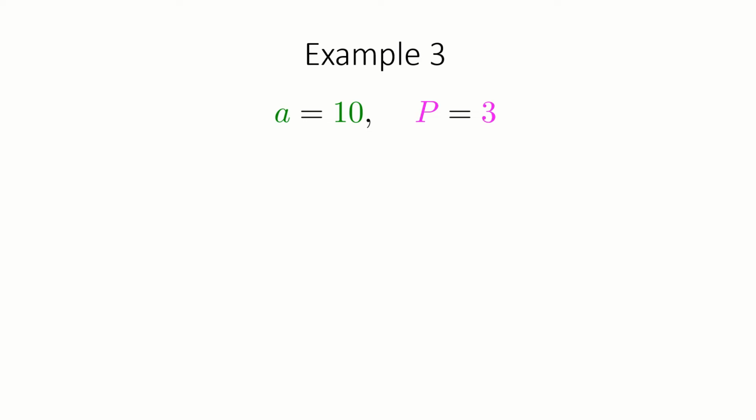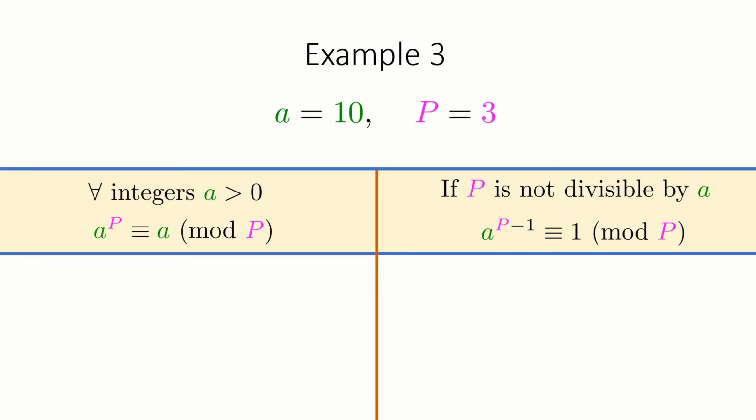Our next example has a equal to 10 and p equal to 3. Let us verify the theorem. A raised to the power p is equal to 10 raised to the power 3, which is equal to 1000, and 1000 is congruent to 1 modulo 3. But 1000 should be congruent to 10 modulo 3.